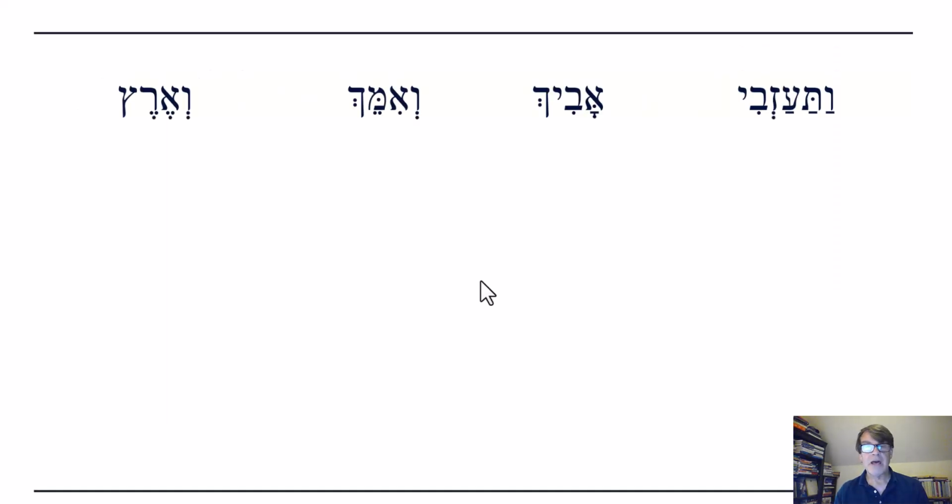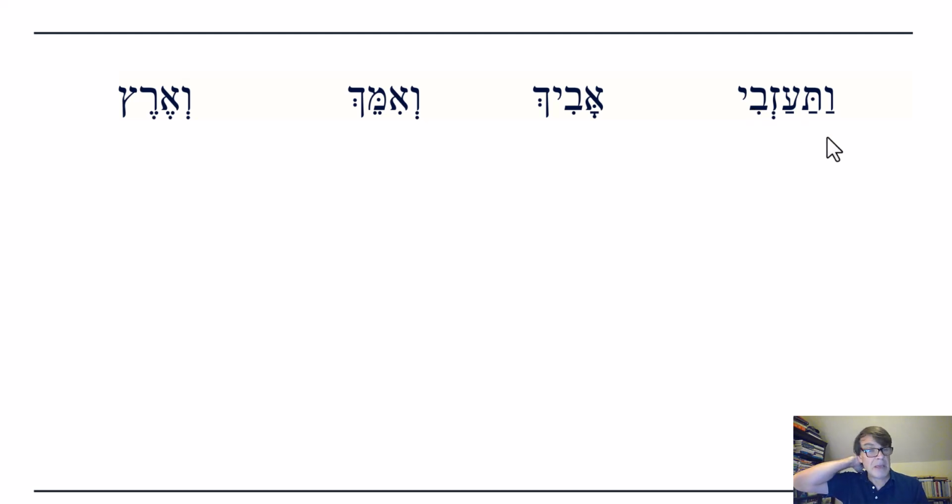Moving on. Let's finish this verse in Ruth. See if you can pronounce this Hebrew. Here's my pronunciation: Vata'azvi avik v'imik imek v'aretz. All right, so azav is to abandon or forsake.